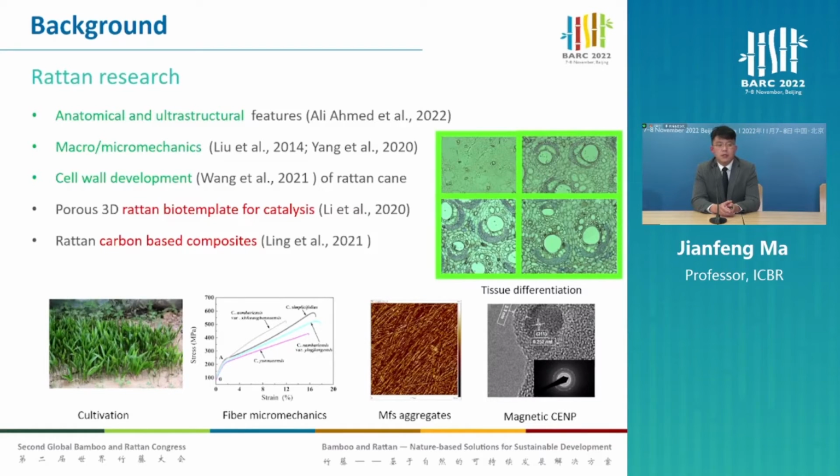For our team, we think we should look at the traditional structures, especially the anatomical and ultrastructure, from a chemical view. So we combine different approaches, such as wet chemistry analysis or imaging techniques, to further reveal the chemical compositions of the rattan cell wall.